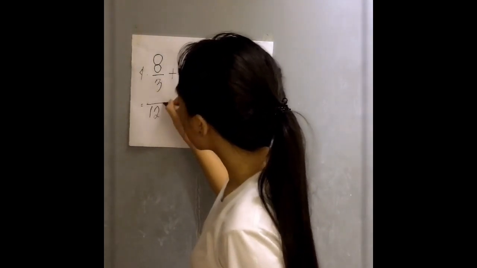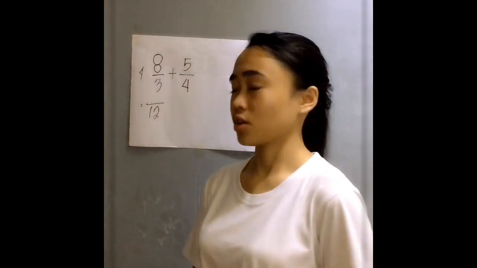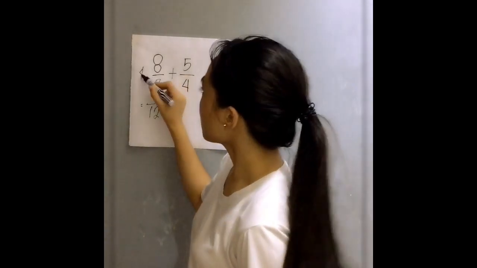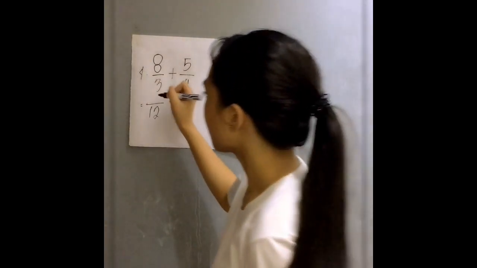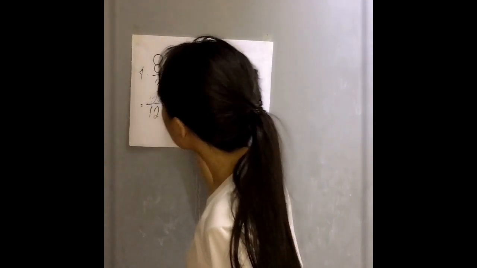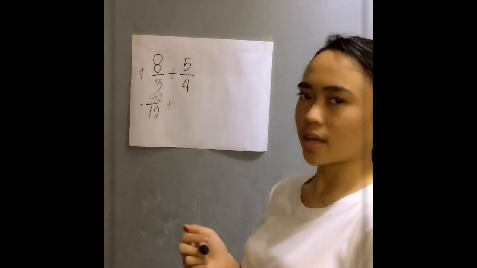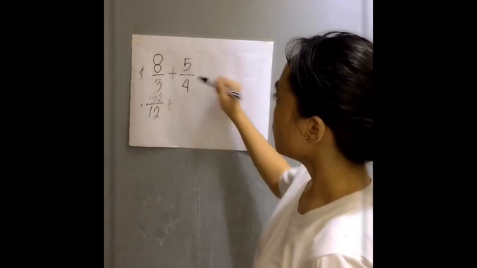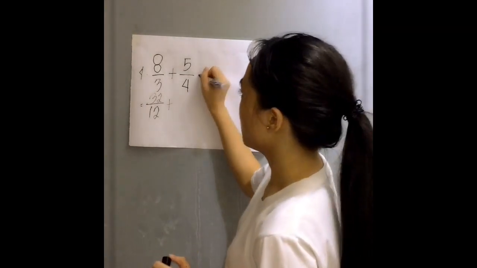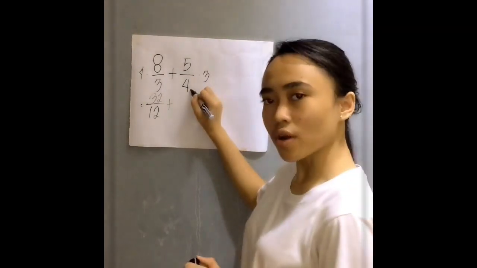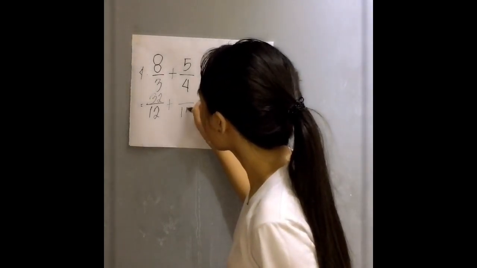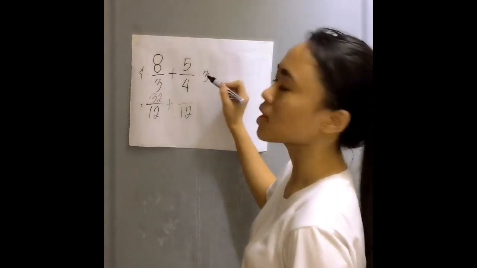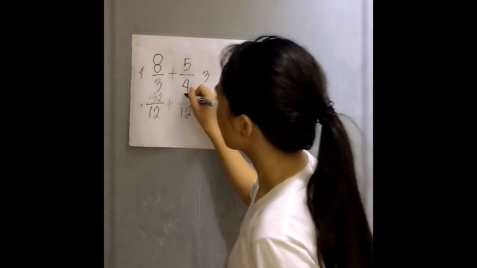And then, to get the numerator, you also multiply the numerator by 4, which is 4 times 8 is equal to 32. So now, our second improper fraction is 5/4, you can also multiply by 3. So, 3 times 4 is equal to 12. And then the numerator also multiply by 3, which is 5 times 3 is equal to 15.